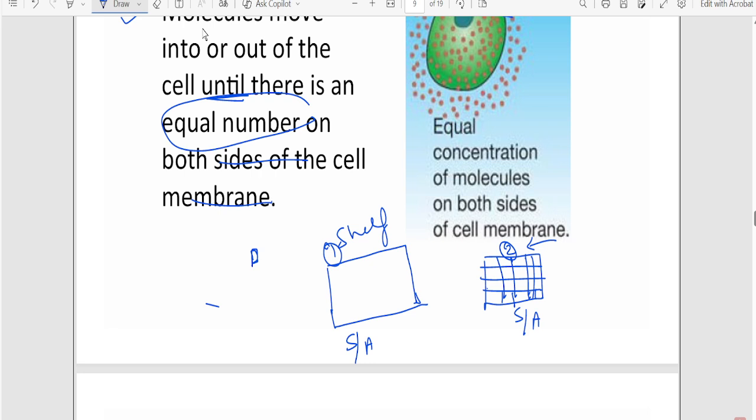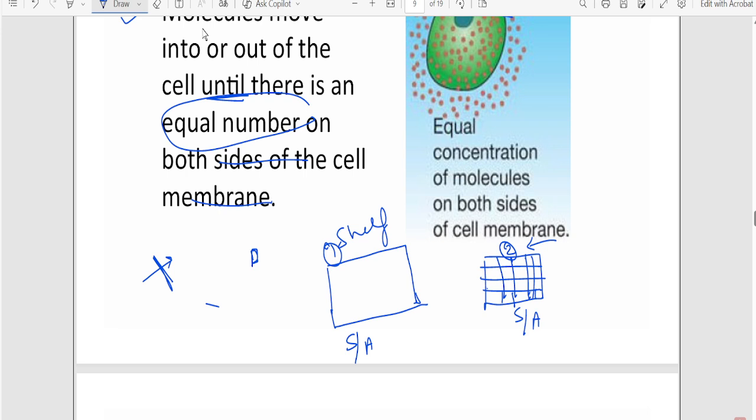Next is membrane thickness. A thinner membrane means shorter diffusion distance, speeding up transport. Right? If the membrane is thin, it will speed up transport. It will diffuse faster.